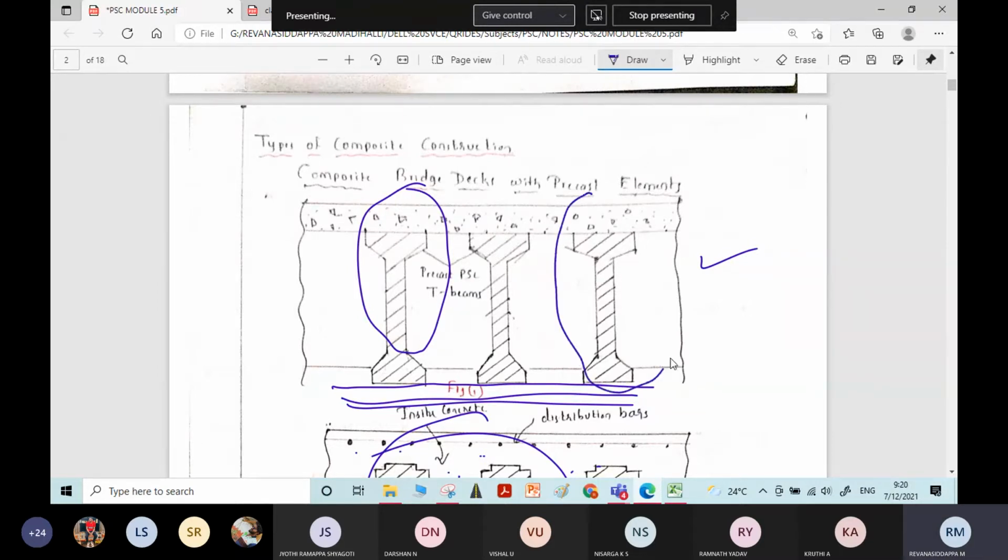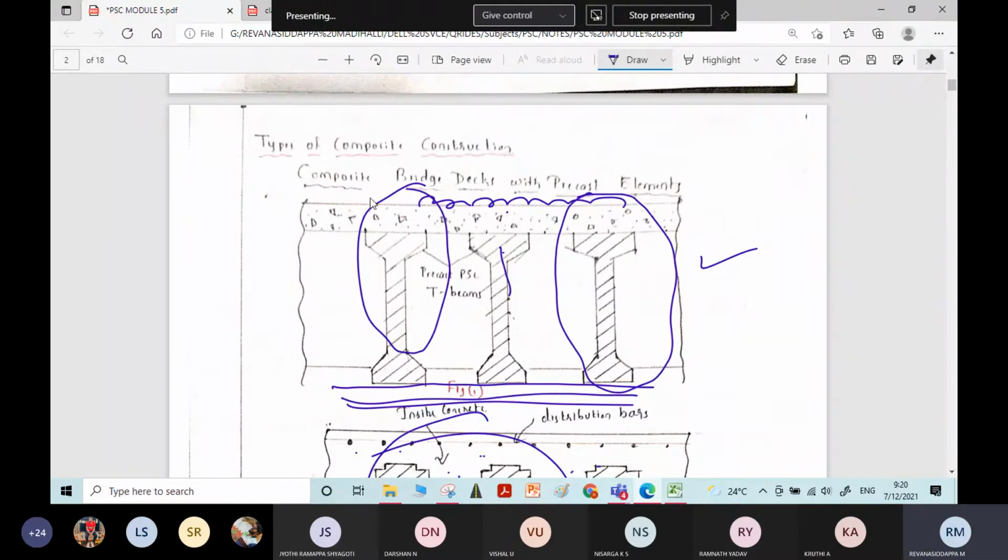The composite member will not act as a whole, or as a monolithic section. Whatever the slab load and the live load on the slab will be, it will be transferred to the girders, and from the girders to the piers to the foundation. Load transfer will be like that. In case of unpropped construction, remember students, this concept you need to understand to solve the problems as well. It will not behave monolithically.